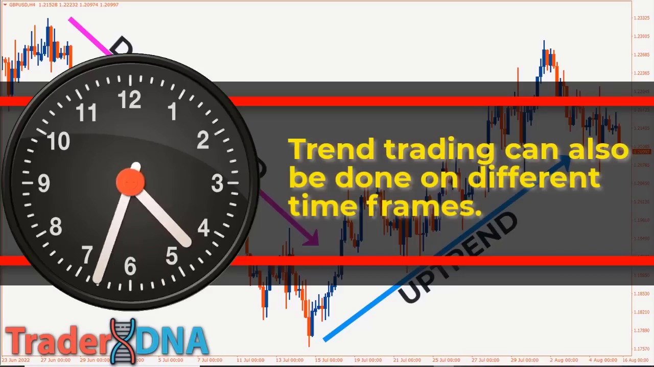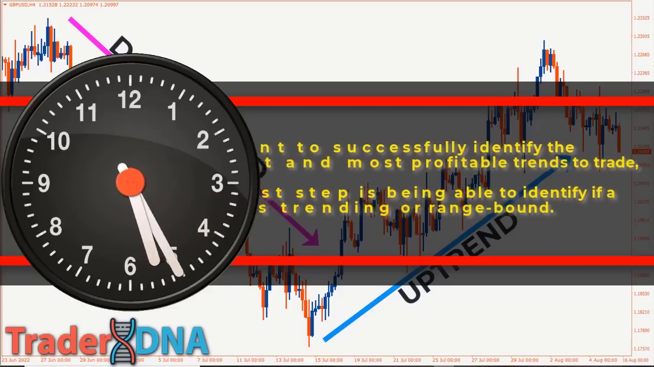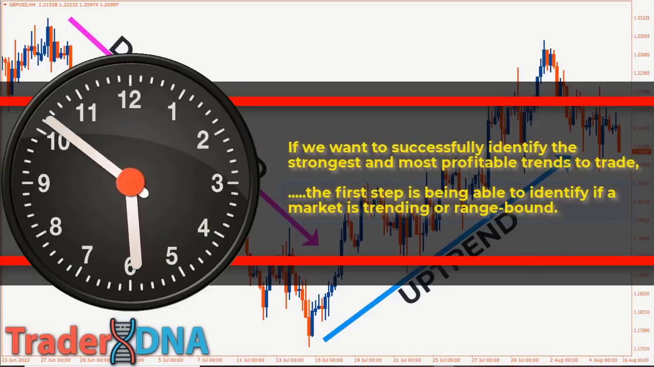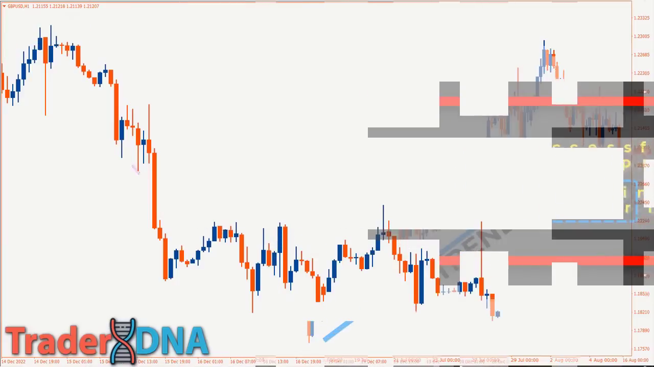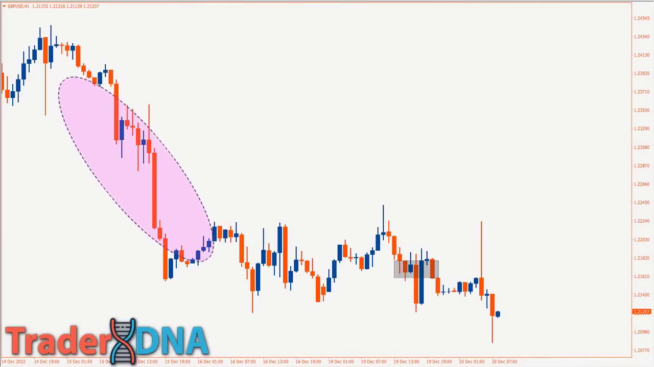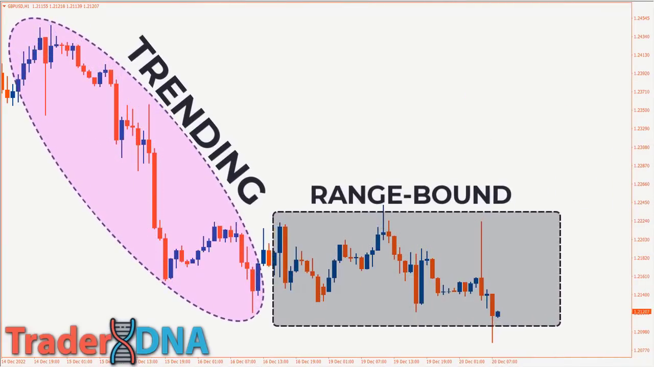Identifying the most profitable trends to trade. If we want to successfully identify the strongest and most profitable trends to trade, the first step is being able to identify if a market is trending or range-bound. The most profitable pullback pattern doesn't apply in range-bound scenarios, as there is no real trend in price direction, so there's no reason to expect that the market will bounce back following the pullback.